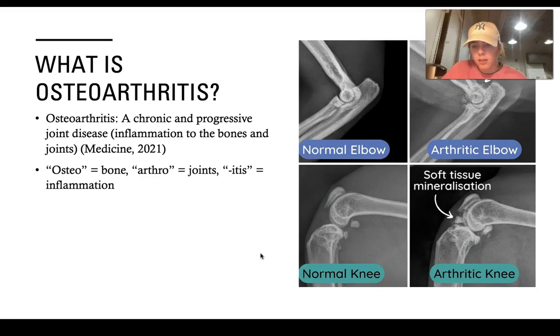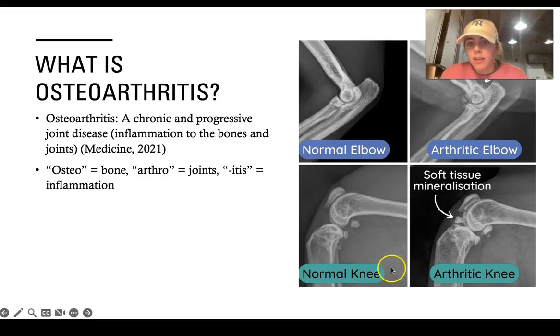So, osteoarthritis, which is often abbreviated as OA, is a chronic and progressive joint disease. The term osteo means bone, arthro means joints, and itis means inflammation. So osteoarthritis literally means inflammation of the bones and joints. This condition leads to the degeneration or lysis of cartilage, which is the smooth tissue that cushions joints, and over time the bones may rub against each other, leading to pain, stiffness, and reduced mobility.